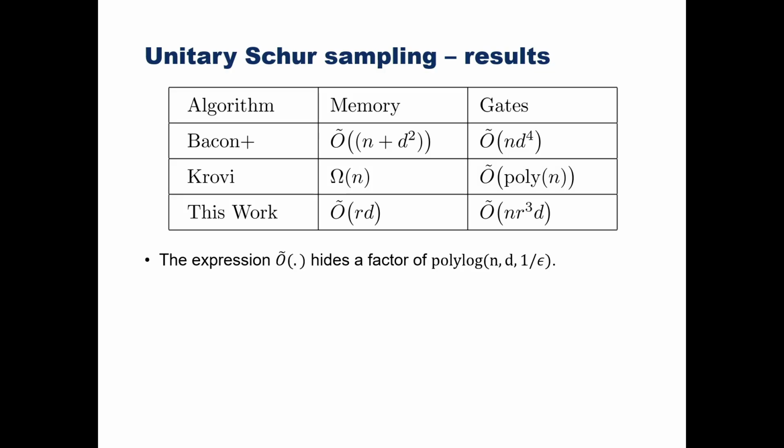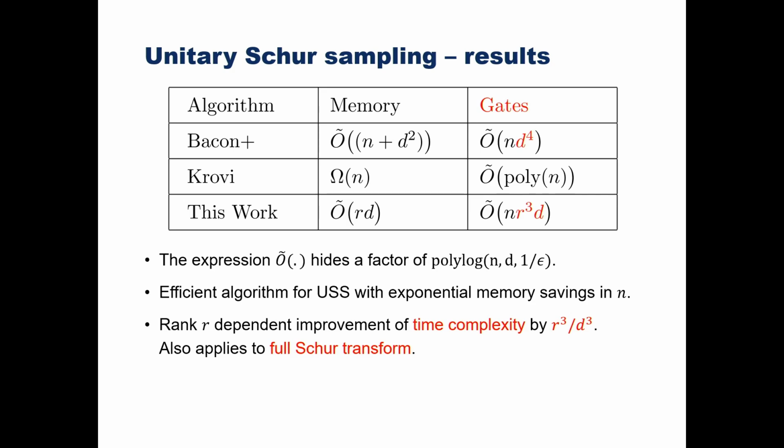And this brings us to our results. We get exponential memory savings in n for performing unitary Schur sampling when compared to the naive implementation via the Schur transform. We also, at the side, investigated the Clebsch-Gordan transforms as proposed by Harrow and others. And we noticed that their time complexity can actually be improved by a factor r cubed over d cubed, where r is the rank of the input state. Reduced rank promises are very common in state tomography and similar problems. And this reduction in time complexity actually also applies to the Schur transform.